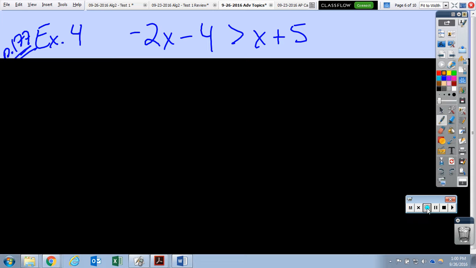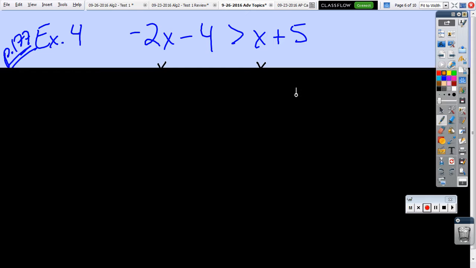So there's more than one way to solve this. You can decide to start off by adding 2x to both sides, or you could subtract x from both sides. Whatever you want to do, just remember that one rule about dividing or multiplying both sides by a negative: you have to flip the inequality sign. So let's see what happens here.